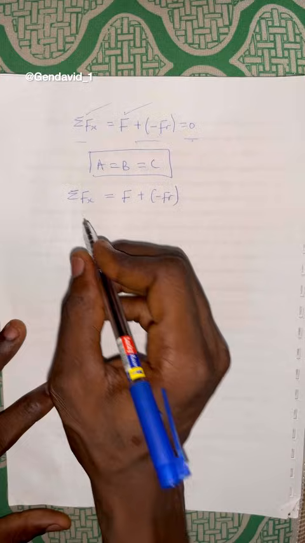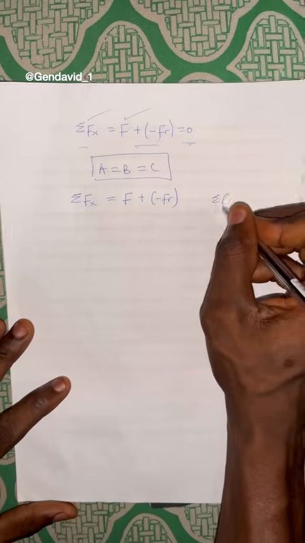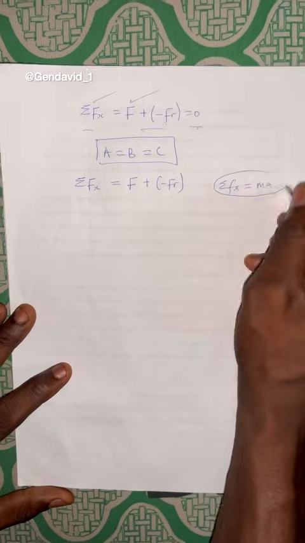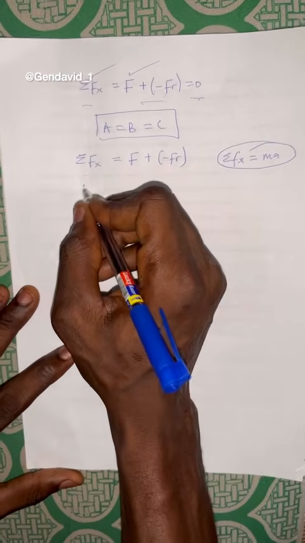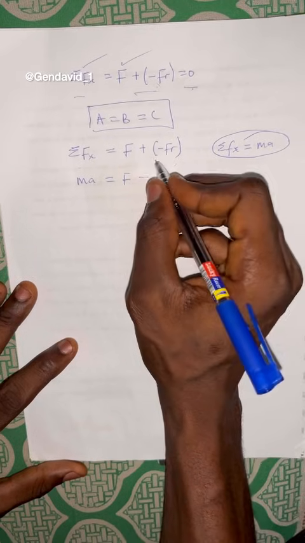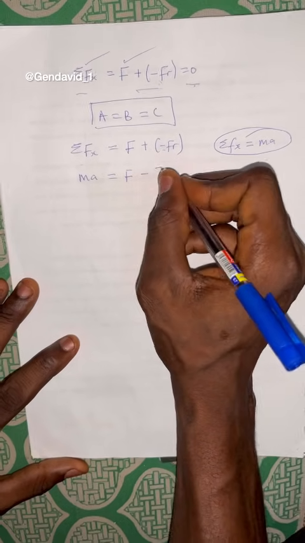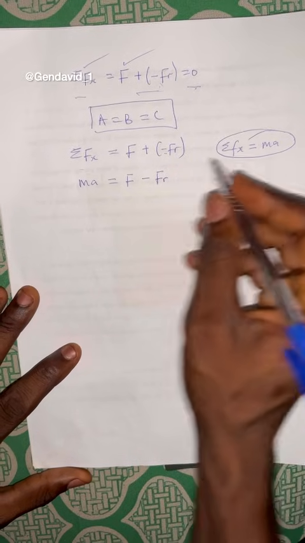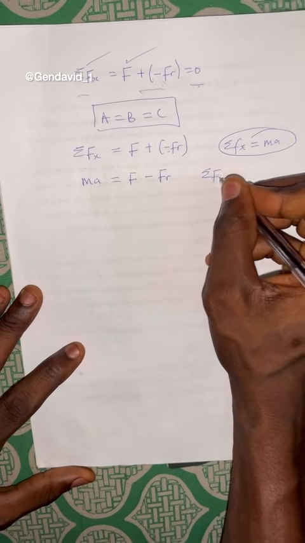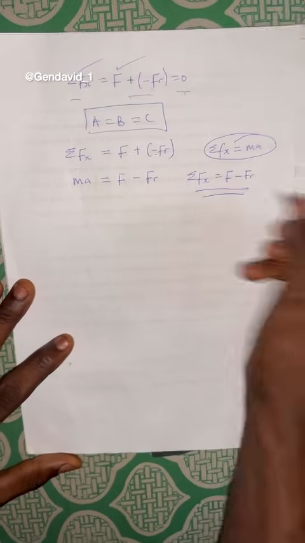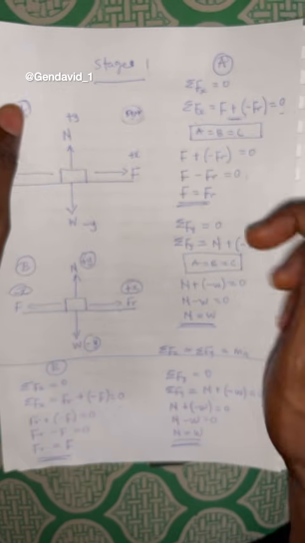In this case, summation Fx, that is summation of force, is equal to ma. So if summation of force is ma, I can substitute this to be ma, which is equal to F minus, by the time you open this bracket, plus times minus, minus Fr. Or better still, I have it to be summation F of x is equal to F minus Fr. So you can have it like this. That's for the first case here.